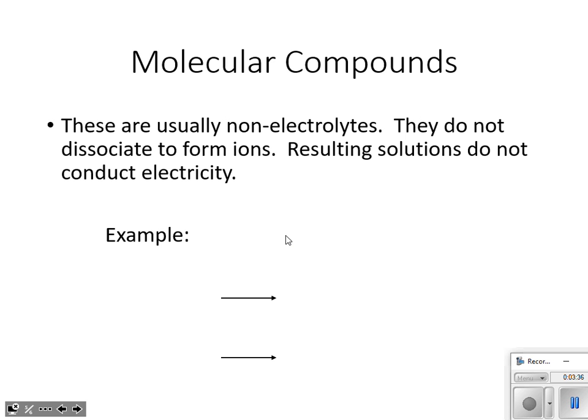Molecular compounds are usually non-electrolytes, which means they will not dissociate into ions, thus resulting in solutions that do not conduct electricity. So as we look, here's our first example. It's an alcohol. So we have CH3OH, methyl alcohol, and it dissolves in water to give us aqueous methyl alcohol. Notice there are no ions here.